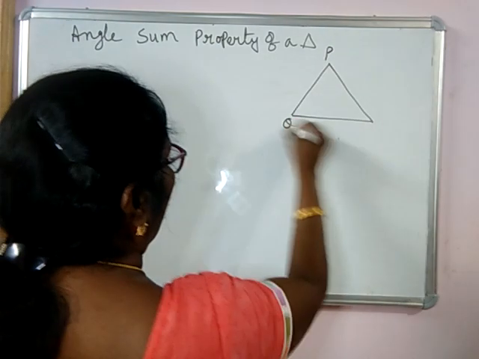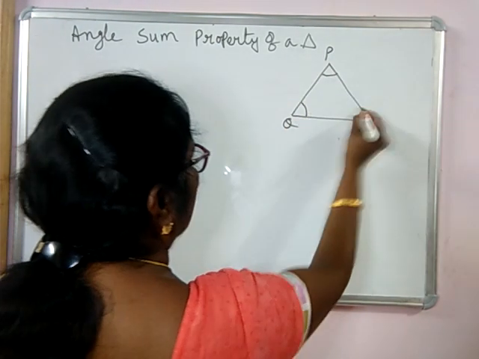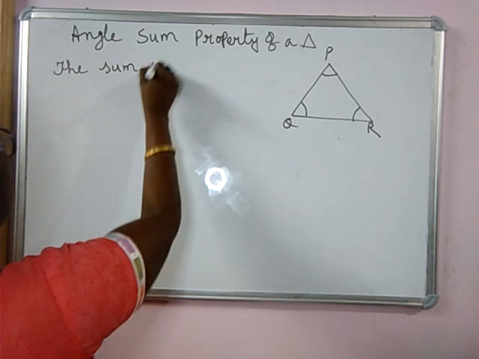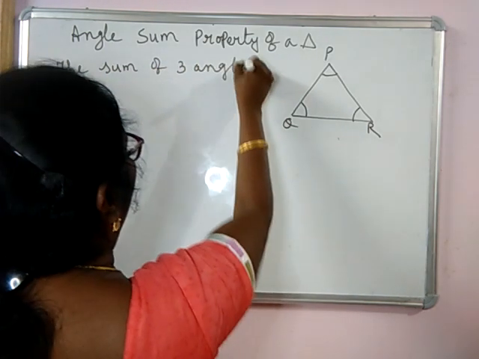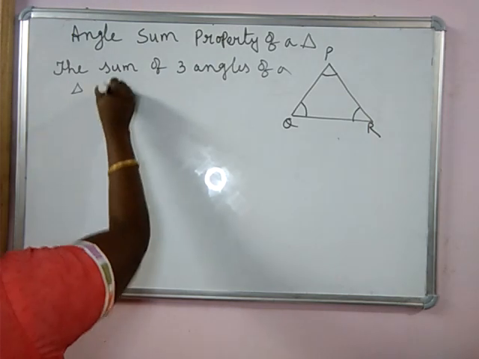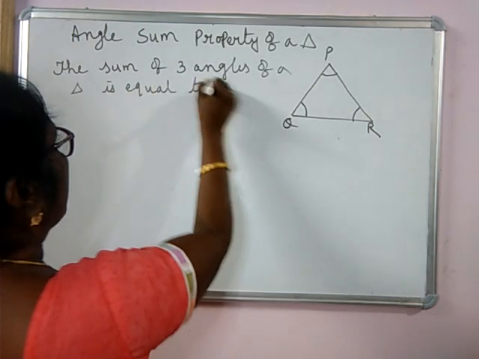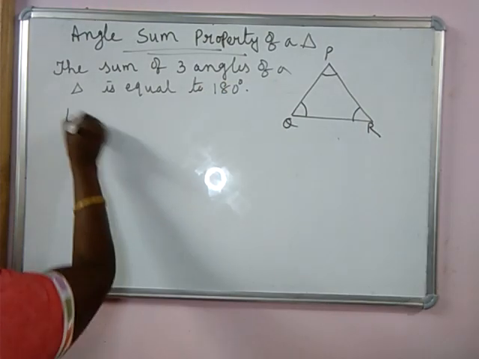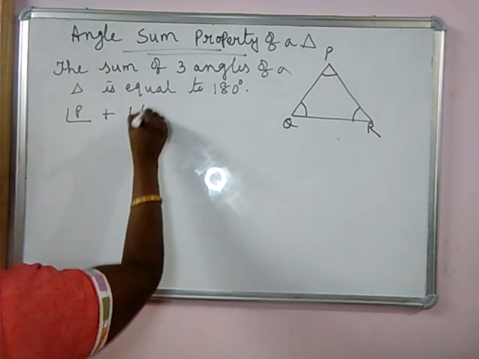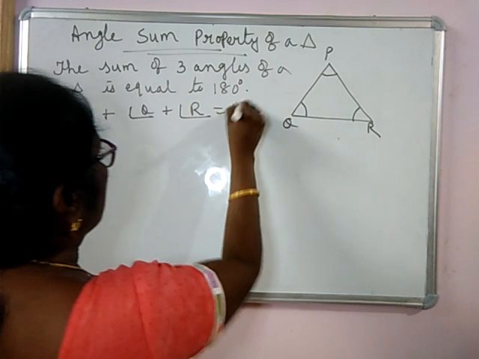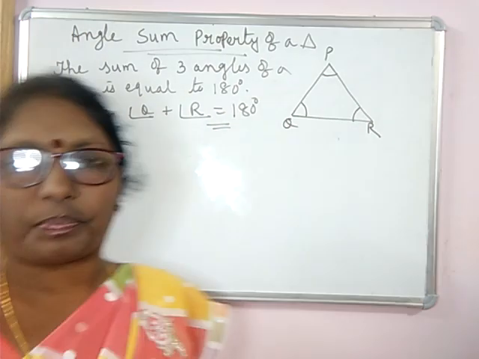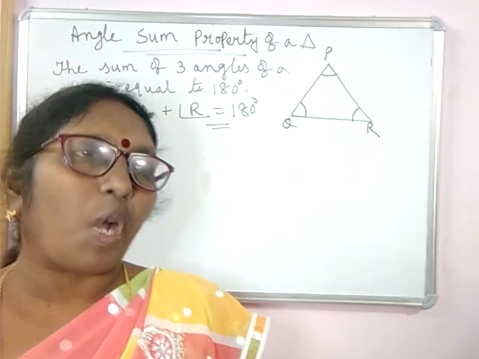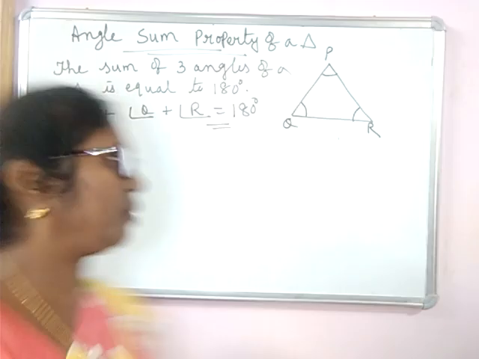degrees. If I name this triangle as PQR, angle P plus angle Q plus angle R is always equal to 180 degrees. The sum of three angles of a triangle is equal to 180 degrees. Okay, this is angle sum property. So in this triangle, angle P plus angle Q plus angle R is equal to 180 degrees. Okay, next we are going to learn now what is the exterior angle property of a triangle.